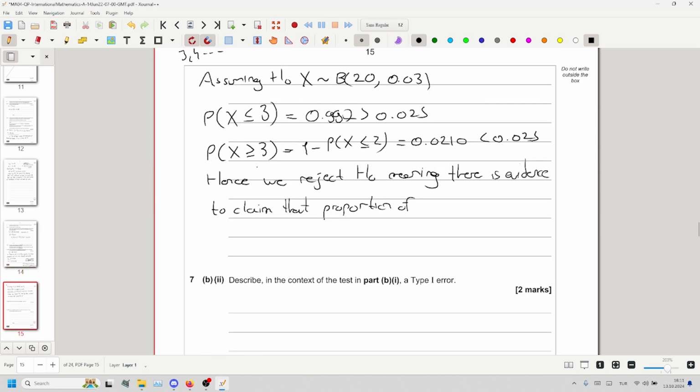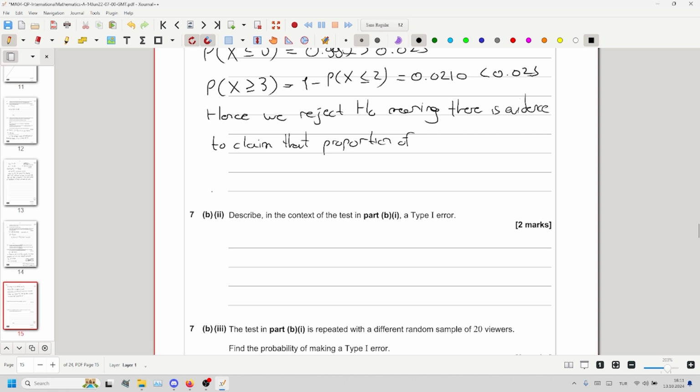All right. So now here it asks us to describe in the context of the test what a type 1 error is. Now remember what a type 1 error is. A type 1 error is to reject H0 when it is in fact true. It's usually written as a capital error: to reject H0 while it is true.